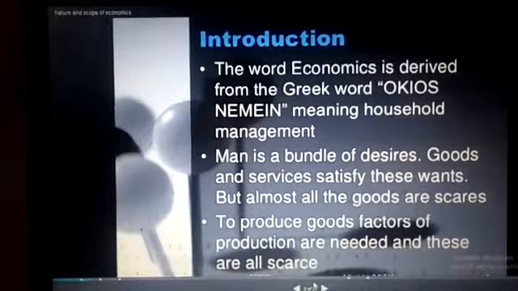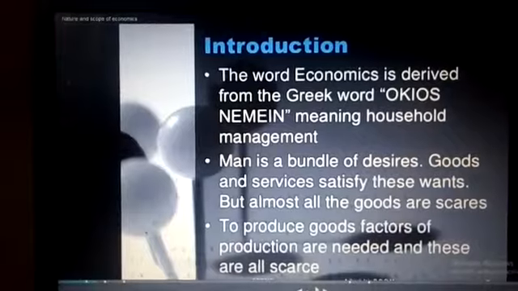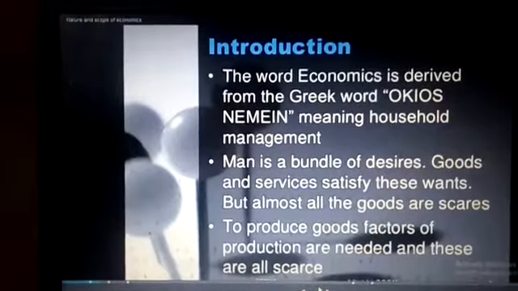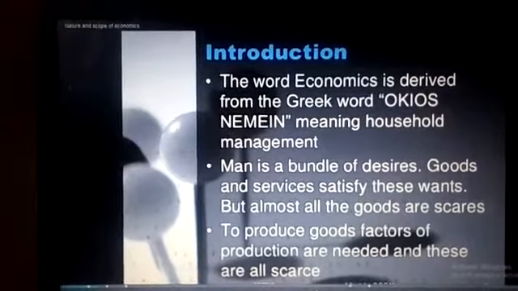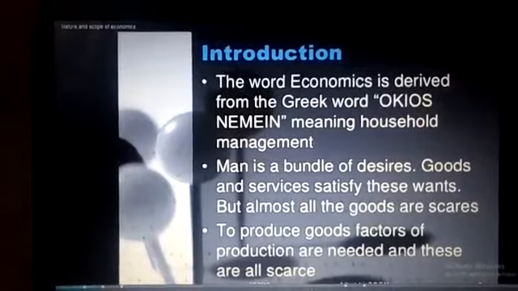I would like to explain what economics is. Economics is a word that is derived from the Greek words oikos and nemein, which mean household management. So economics deals with both household management and also the economy as a whole.